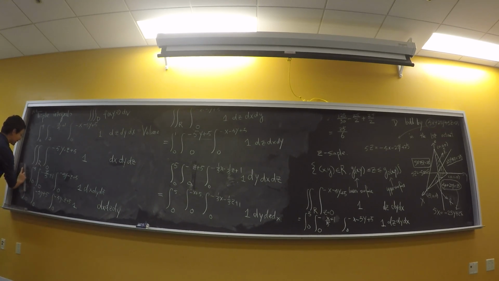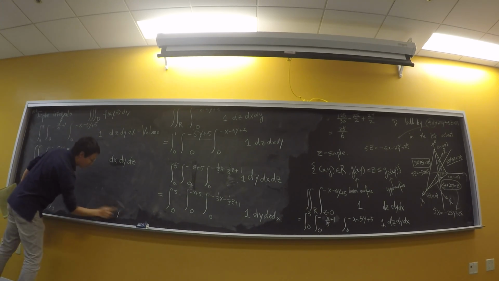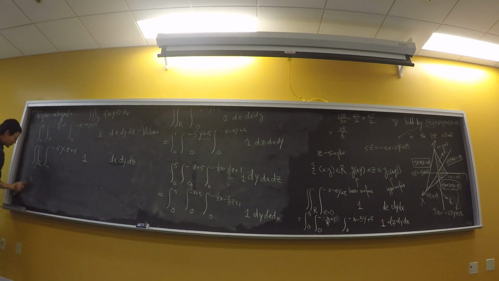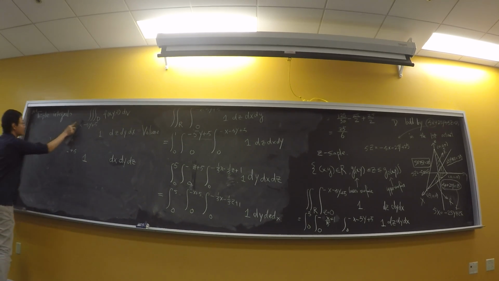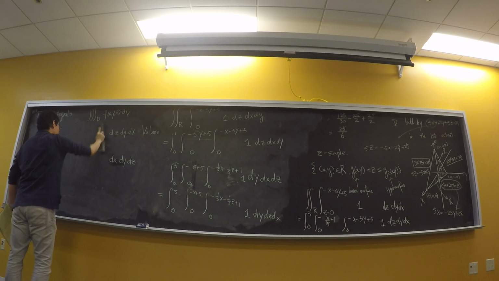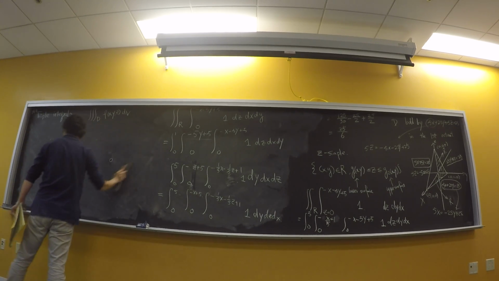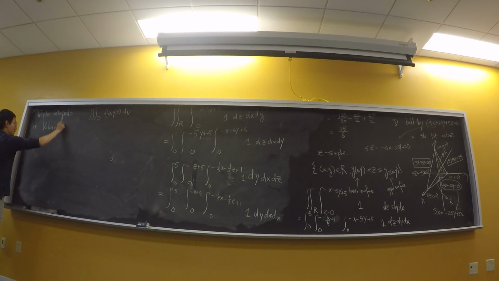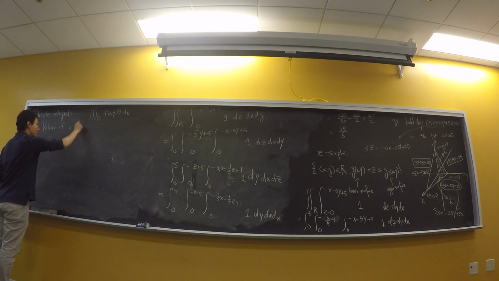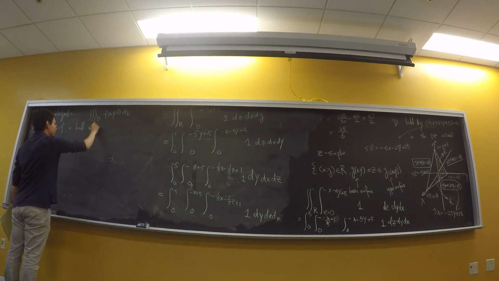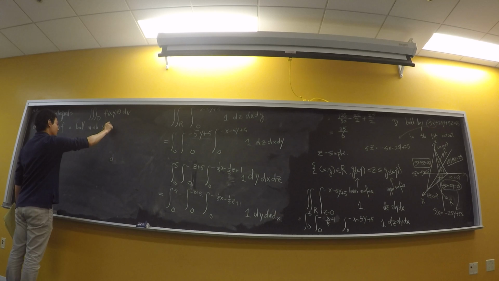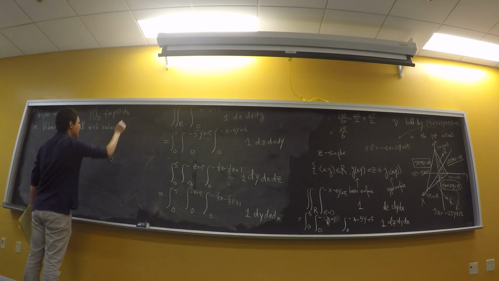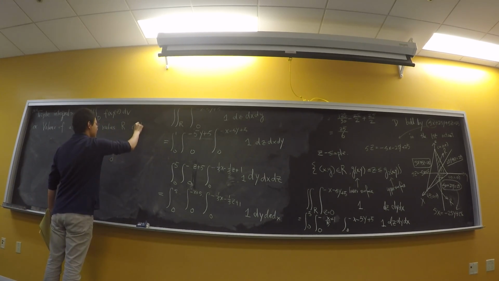Now, as I promised you, I want to apply this triple integral to find one thing. I want to find the volume of a ball of radius capital R, let's say centered at the origin.